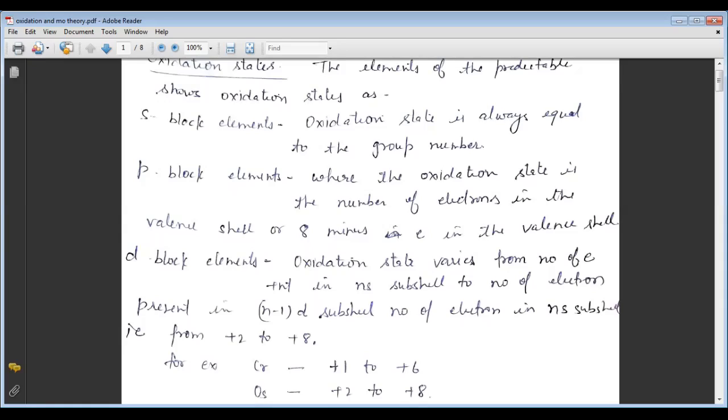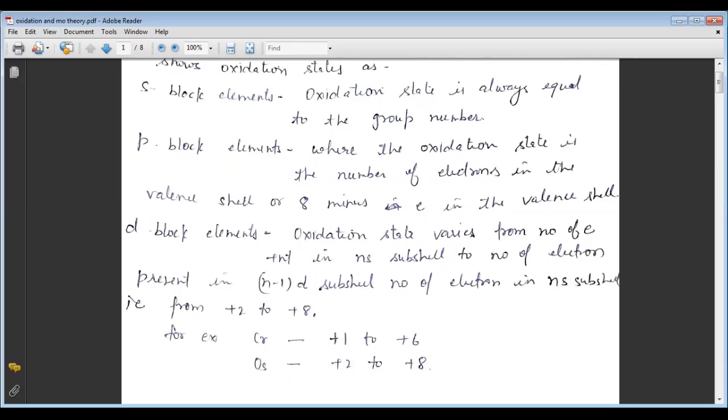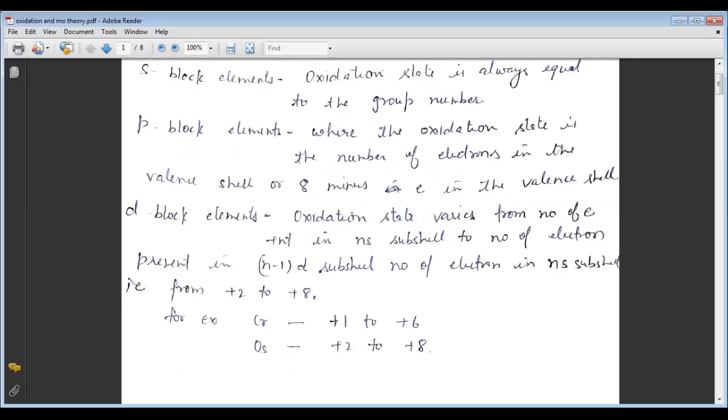When we come to the d block elements, as we know, these are called the transition elements. In the transition elements, the energies of the first one or two, that is the (n-1)d electrons, are almost the same. So the oxidation state varies from the number of electrons present in the ns subshell to the number of electrons present in the (n-1)d subshell plus the ns subshell electrons. For example, it may be +2 to +8.